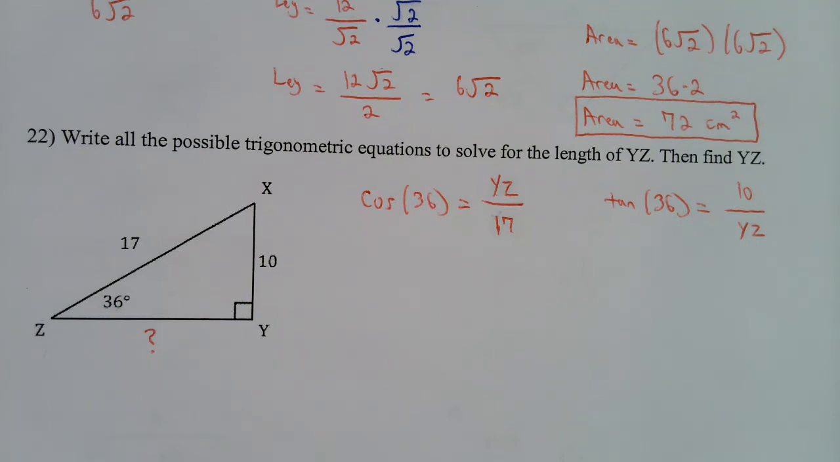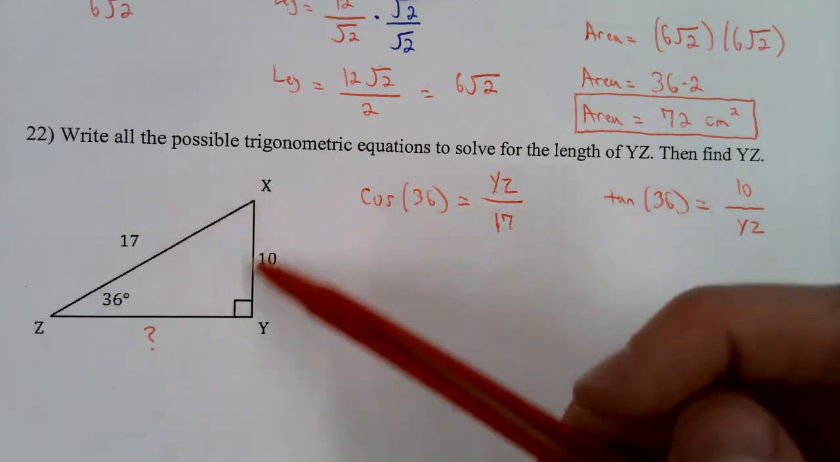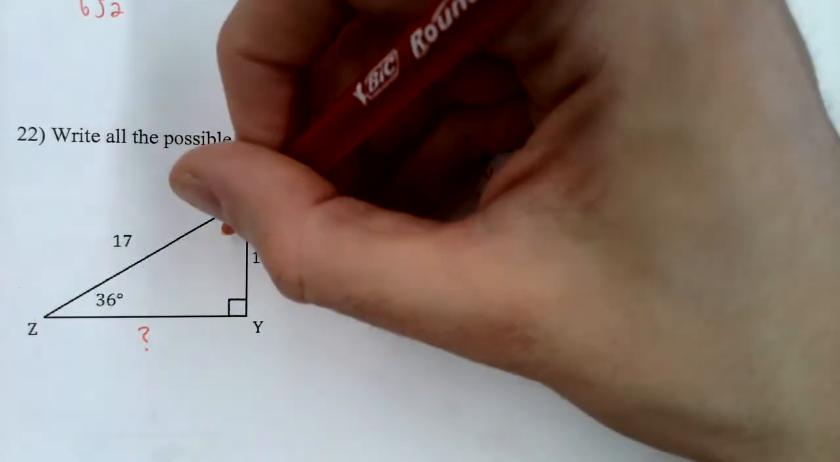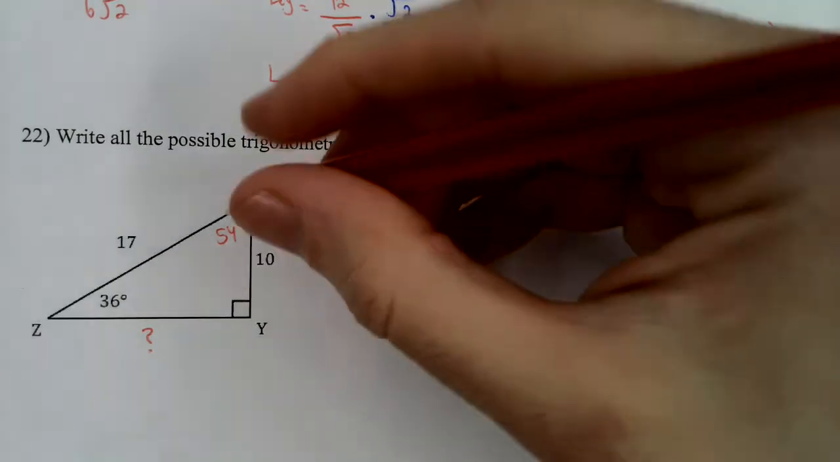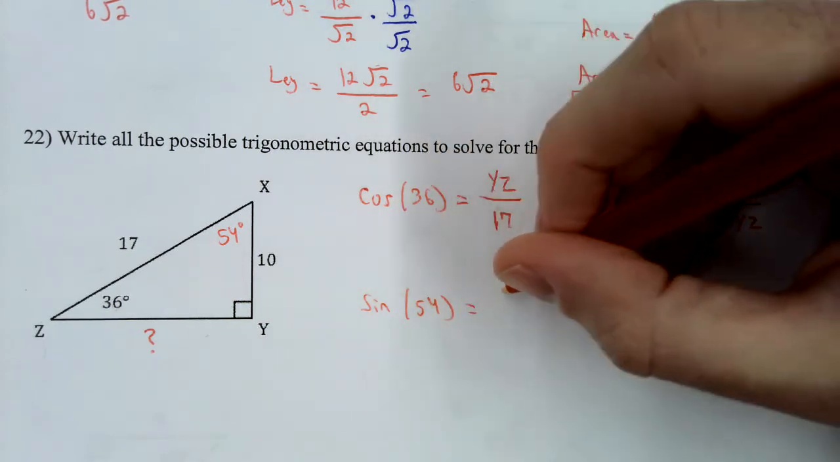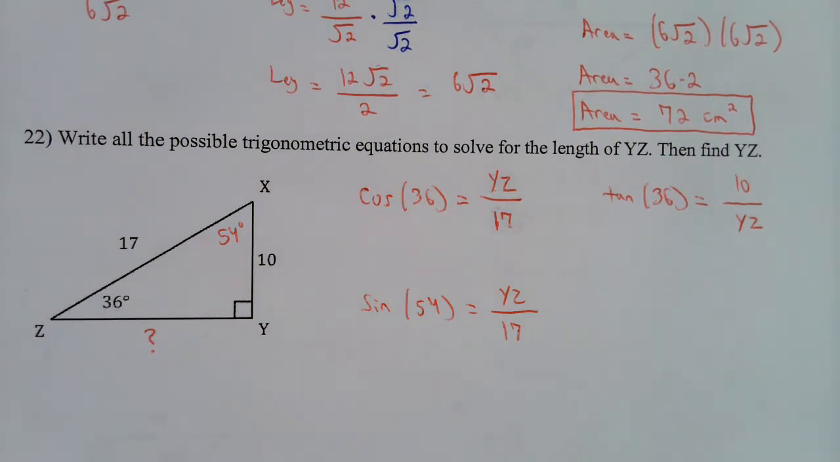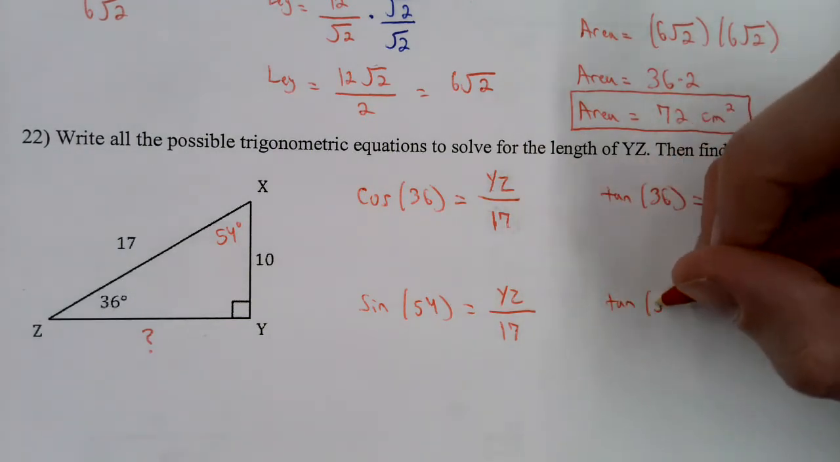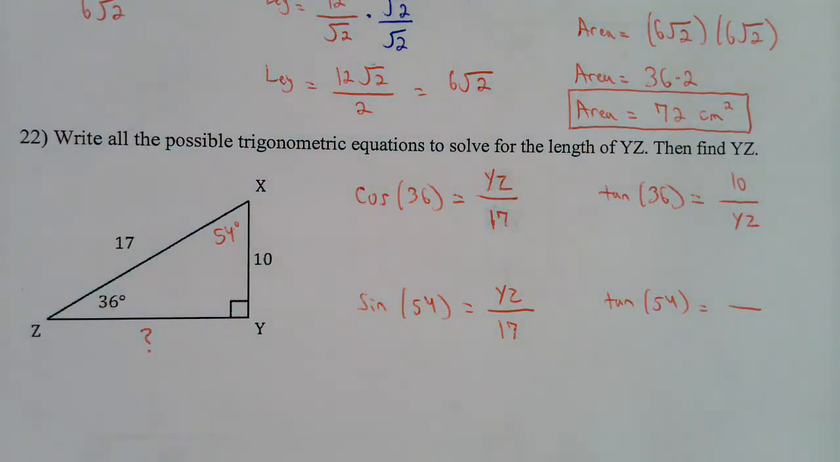But there's actually 2 more ways to solve for yz, because you know that all the angles in a triangle add up to 180. So if that's 90 and that's 36, this one has to be 54 degrees. And now I can solve for it using sine. I can say sine of 54 equals opposite, which is yz, over hypotenuse, which is 17. Or I could say tangent of 54 equals opposite over adjacent.